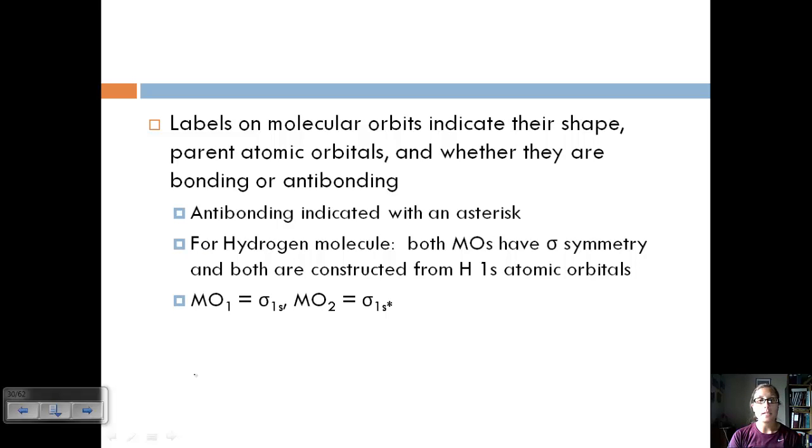Okay, labels on the molecular orbitals indicate their shape, the parent atomic orbitals, and whether they are bonding or antibonding. So we talked about how antibonding is indicated with an asterisk, and for the hydrogen molecule, both molecular orbitals have sigma symmetry, and both are constructed from the hydrogen 1s atomic orbitals. So that's why instead of saying MO sub 1, we're going to call it sigma sub 1s. So here we're indicating the parent atomic orbital, and then also the shape. And then MO sub 2, our antibonding, is sigma 1s with an asterisk.